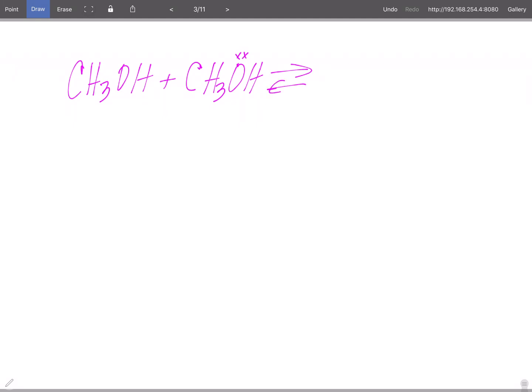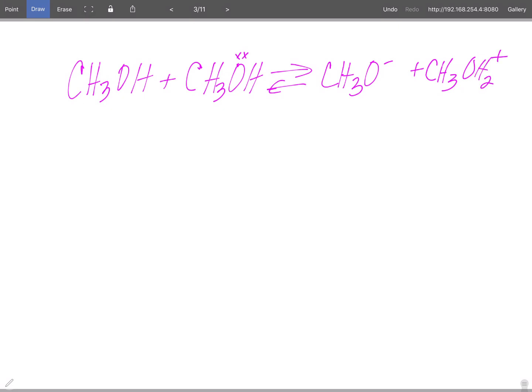I'm going to go ahead and add another page here. So, for example, I'm going to take methanol. That's methanol. It's got a proton. It can donate, and it's got lone pairs on the oxygen, so it can act as a base. So what's going to happen is one form acts as an acid and one form acts as a base. So if that one donates the proton, the other one accepts the proton.